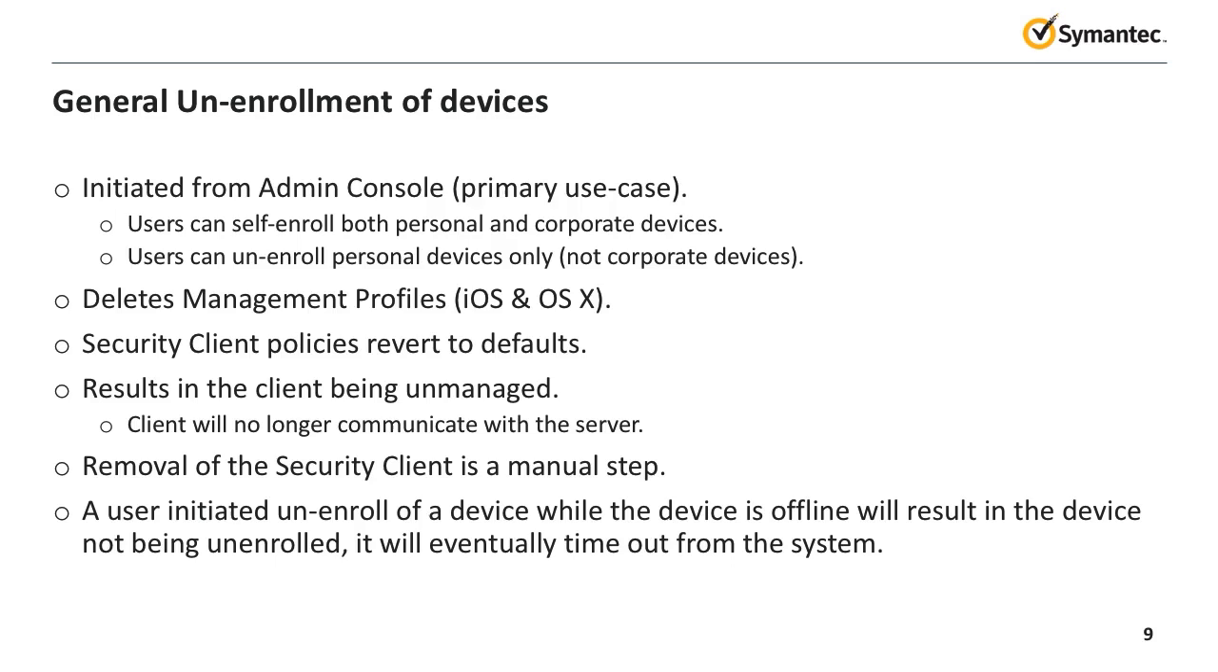Unenrollment deletes management profiles on iOS and OS X devices and returns security client policies to default settings. Unenrollment results in the client being unmanaged, and it will no longer communicate with the server. Removal of the security client is a manual step. A user-initiated unenroll of a device while the device is offline will result in the device not being unenrolled. It will eventually time out from the system.